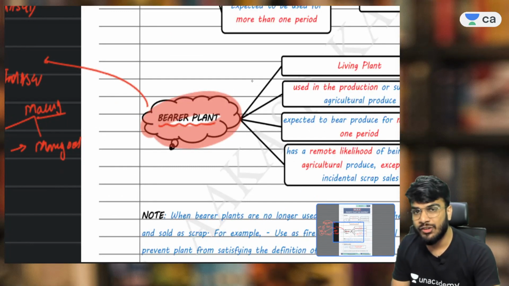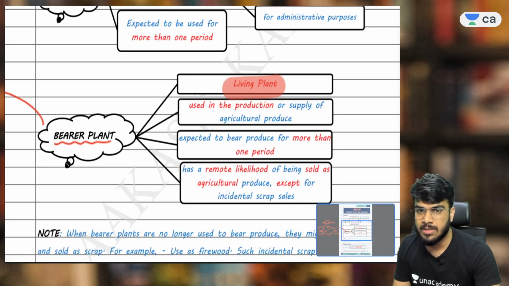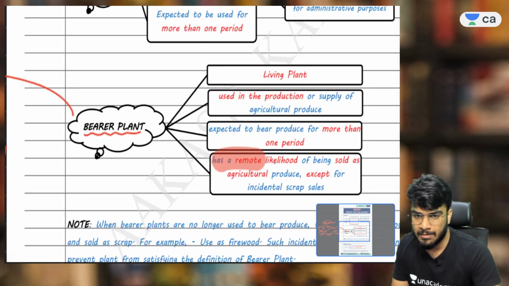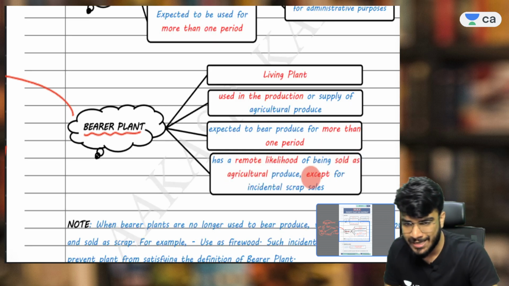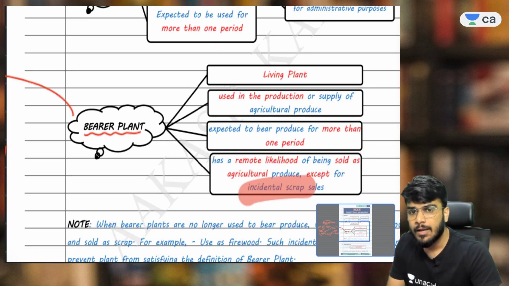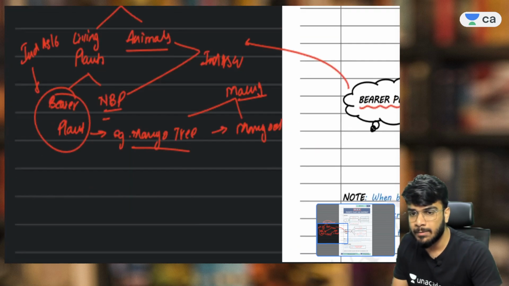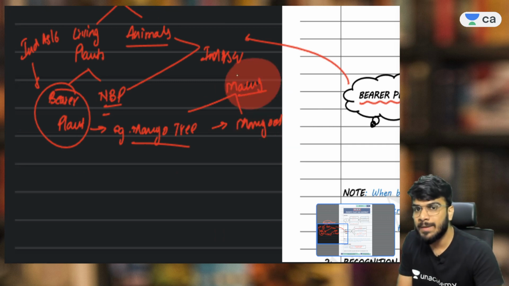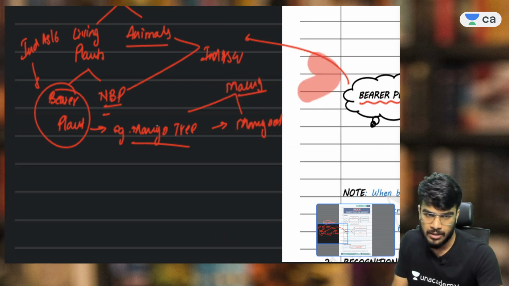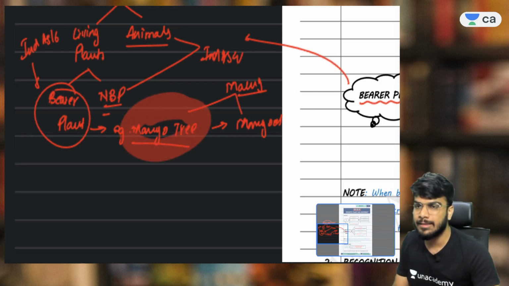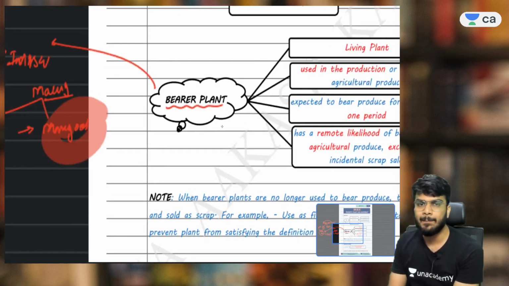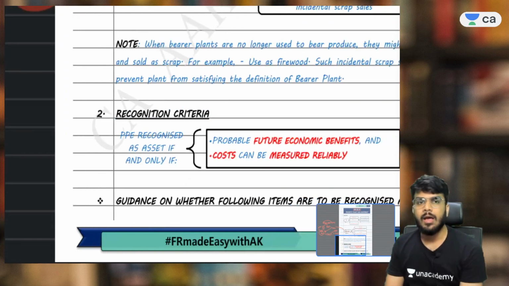So let's see the definition of bearer plant. It is a living plant used in the production or supply of agriculture produce, expected to bear produce for more than one period and has a remote likelihood of being sold as agriculture produce except for incidental scrap. That means, what is the meaning of this point, has a remote likelihood? That means you are not going to sell the mango tree. You can sell the mangoes, of course. In case of PP, we are not going to sell the machinery, but of course we will sell the output which we realize from the machinery. In the same case, we won't be selling the mango tree. We can sell the mangoes as well, right? So the bearer plant will be covered under IND AS 16.